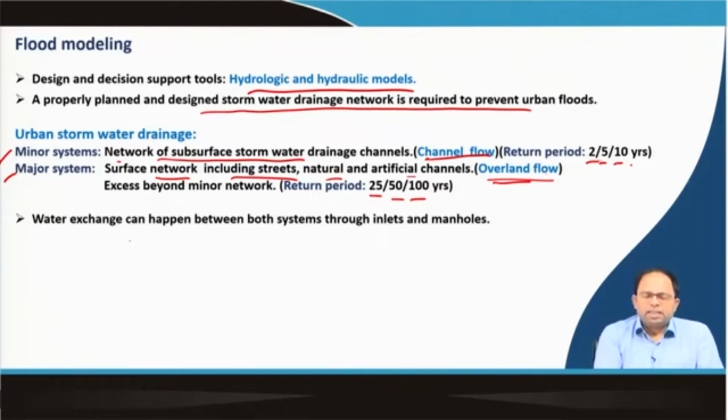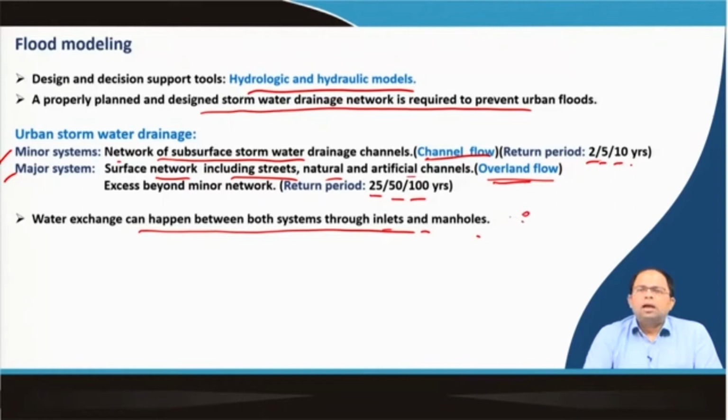So, now water is flowing over the land, and it will also come in contact with some other inlets or the stormwater sewer network, and then water will also enter into those inlets. So, there is exchange that can happen between both the major and the minor system through inlets and manholes. That means at certain nodes we can estimate the amount of water which would be excess, and that actually becomes overland flow, and from overland flow also water can get inside the inlets as well.